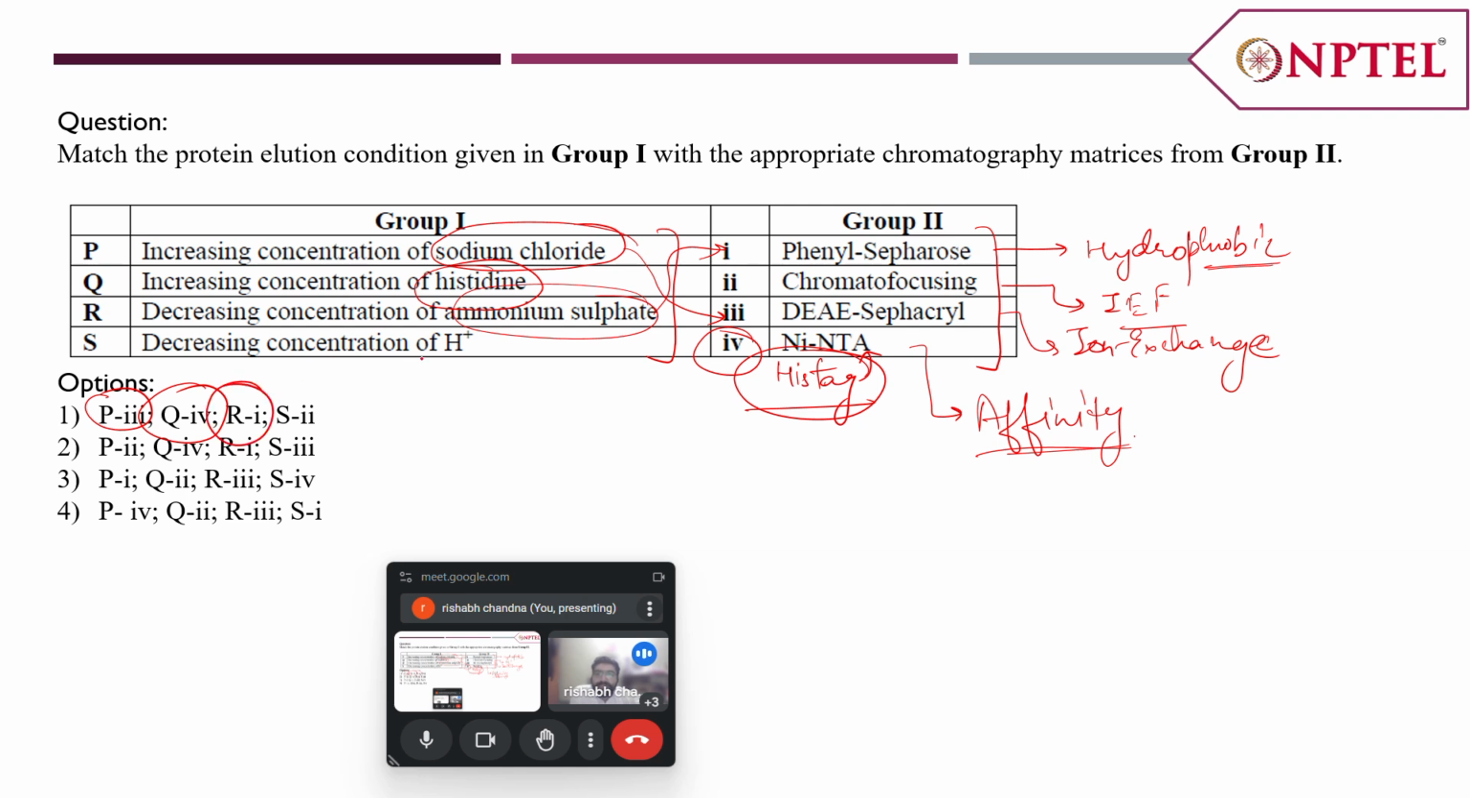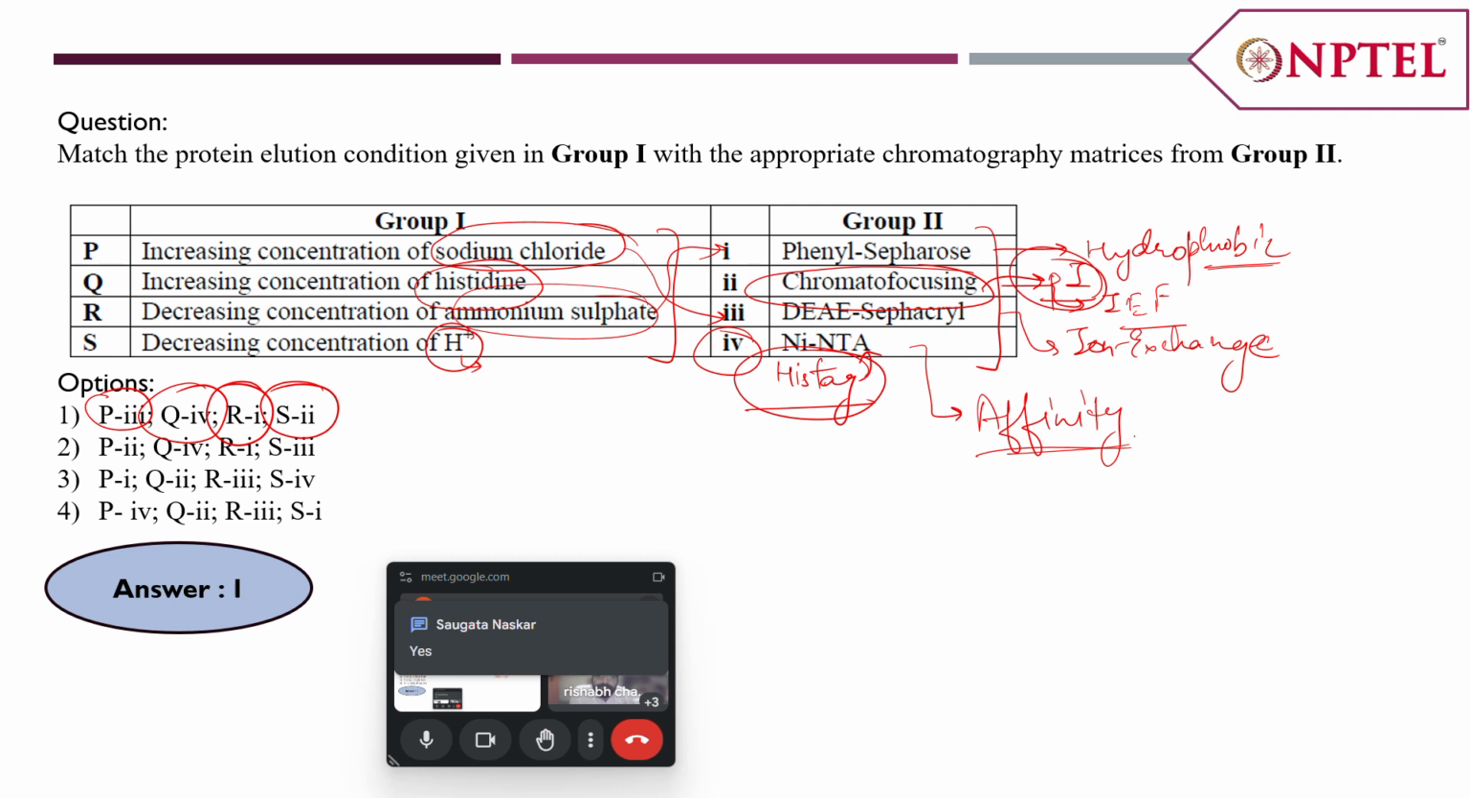And the last one, decreasing concentration of hydrogen ions, that will be linked to the chromatofocusing. So because it uses pI, that is the isoelectric point of the protein. Okay, so S will be second. So the correct answer is option number 1. So is the explanation clear? Okay, so let's move forward.